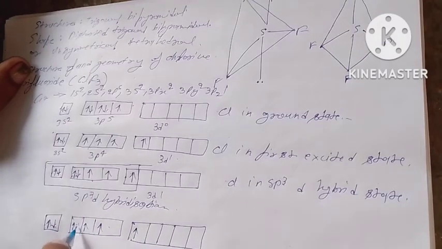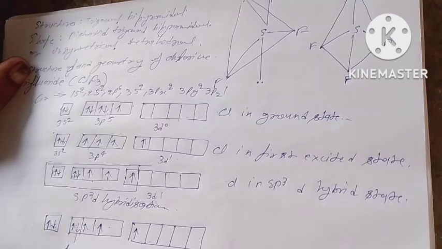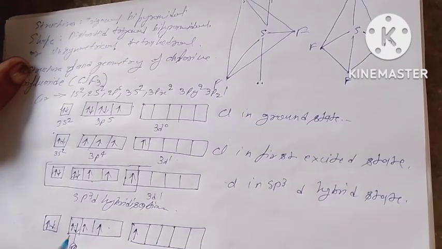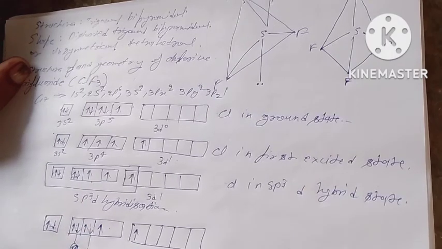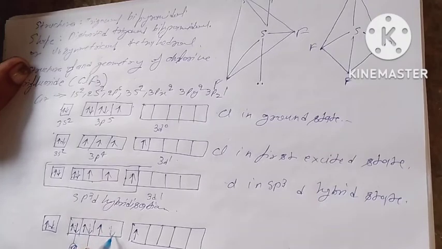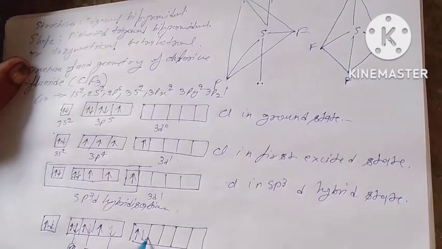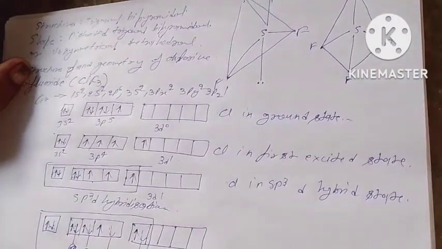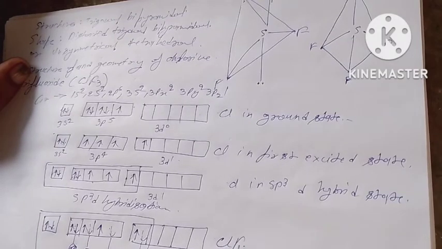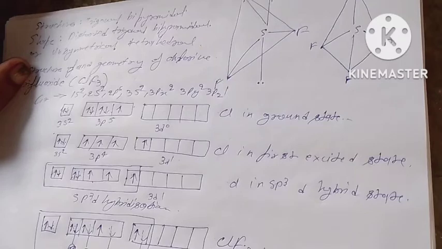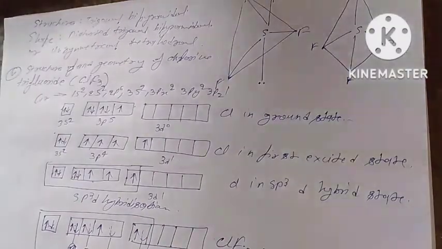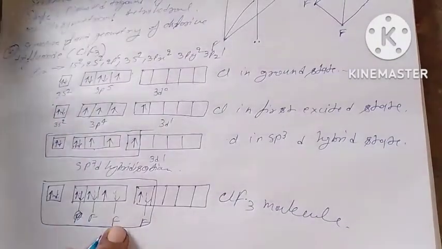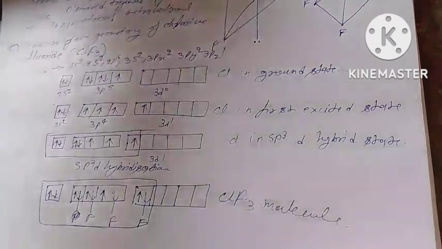And the hybrid orbitals bond with fluorine. This is chlorine, not fluorine. Also fluorine, this is fluorine, and this is fluorine. This is the ClF3 molecule.